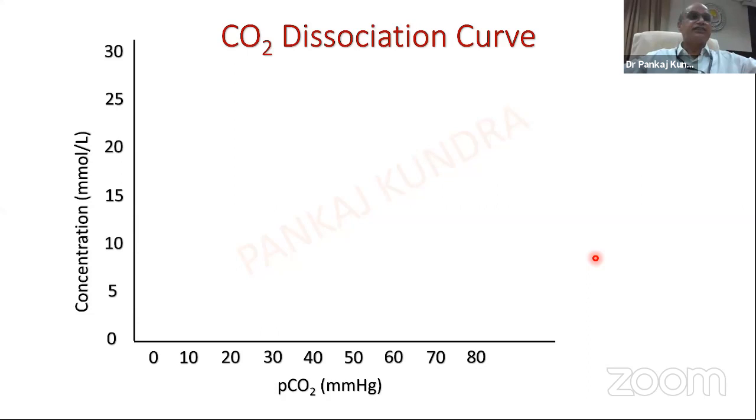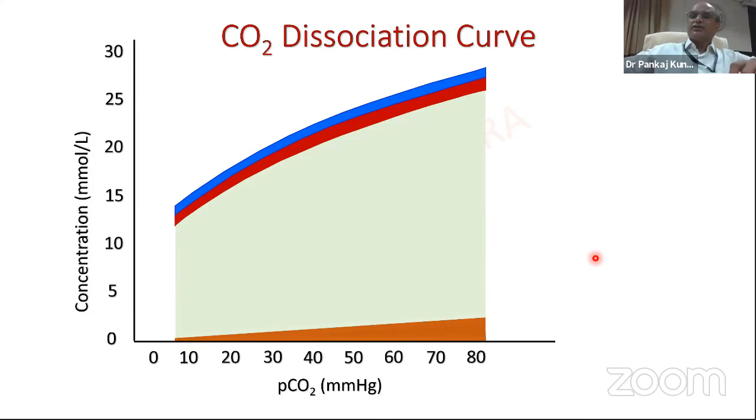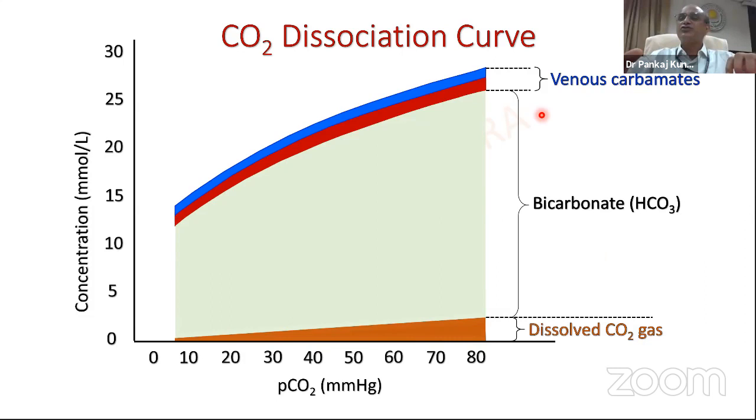Now, as we have the oxygen dissociation curve, we also have the carbon dioxide dissociation curve. Look at this, and you will come to know how the various components contribute to transport. Again, you see bicarbonate forms the majority of it. As the PCO2 rises, the bicarbonate also rises along with it. Look at the dissolved CO2: there's a minor linear relationship, but it never exceeds much of what bicarbonate carries.